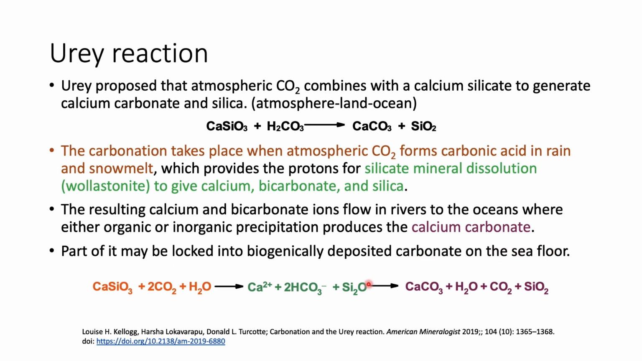The chemical reactions are given here. The first one is calcium silicate reacting with carbon dioxide and water to give Ca2+ ions, bicarbonate anions and SiO2, which leads to the formation of calcium carbonate, water, carbon dioxide and silica. The color difference shows where the reaction actually happens. The dissolution of CO2 happens in the atmosphere, water areas. The green color represents the land, and the last one is in the sea.